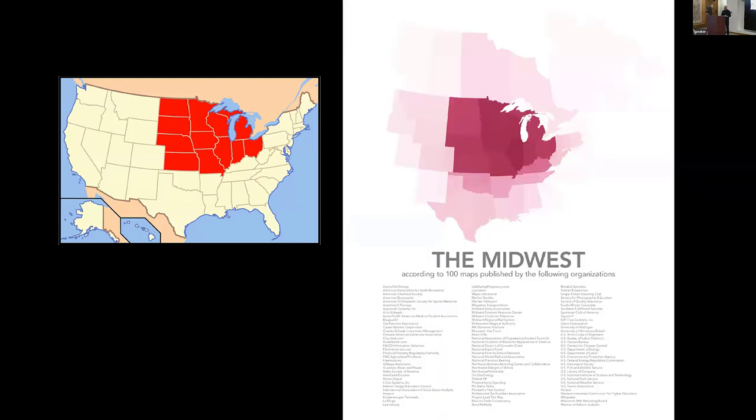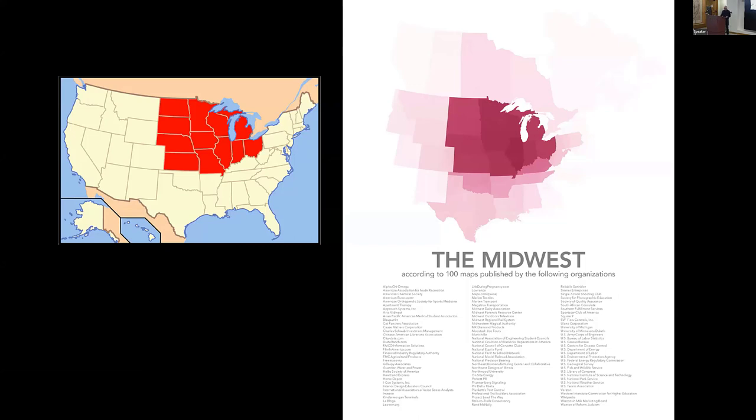So I found 100 different maps of the Midwest from a wide variety of organizations and just overlaid them on top of each other. So the very light areas around the edges, these appeared only on a couple of maps, whereas the dark areas in the middle appeared on almost every map. Now it turns out there actually was nowhere that appeared on every single map. Although Illinois, where I'm from, was clearly the leader. So this is strategy number one, blurriness through overlay and collective imagination.